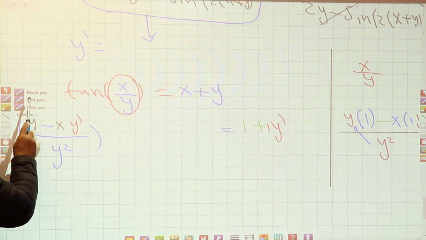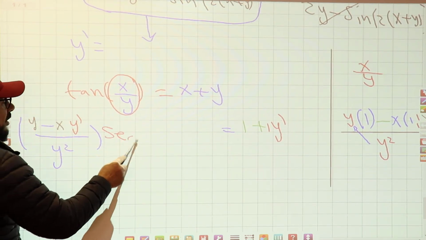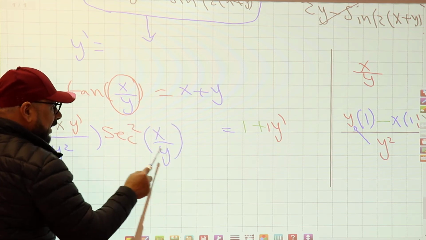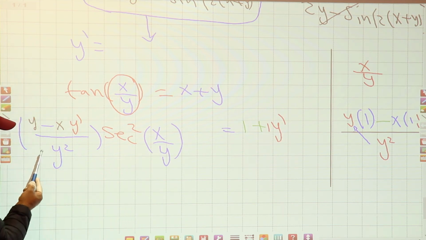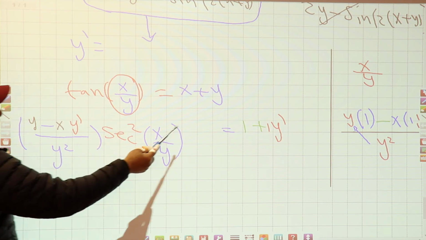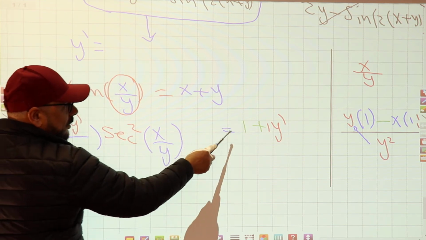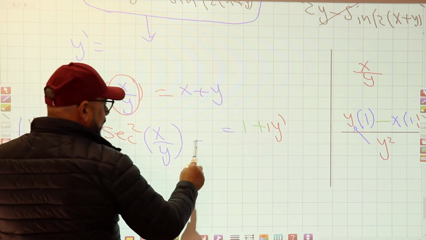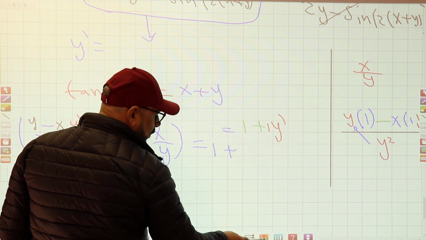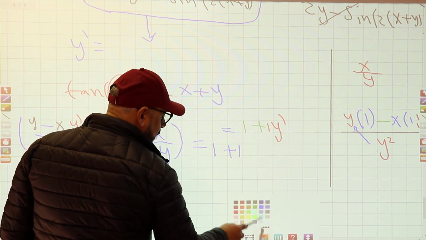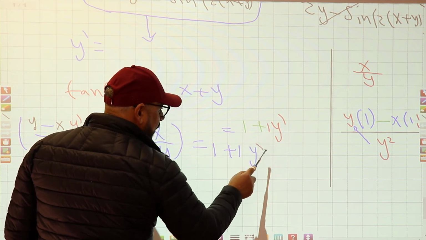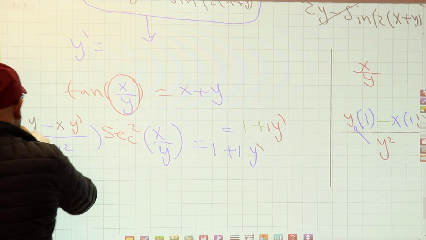And what's the derivative of tan? Derivative of tan is secant squared, the same angle. You see, we derive the angle here. We found the derivative for the angle here. Then we multiply by, and all this equals 1 plus y prime. Let me just fix it here. And erase it from there. Okay, now this we don't need.